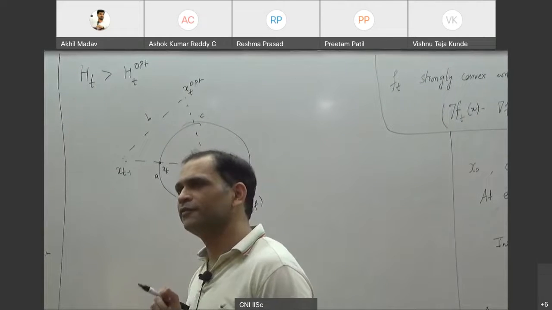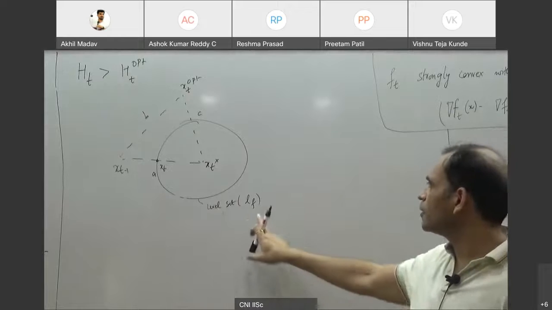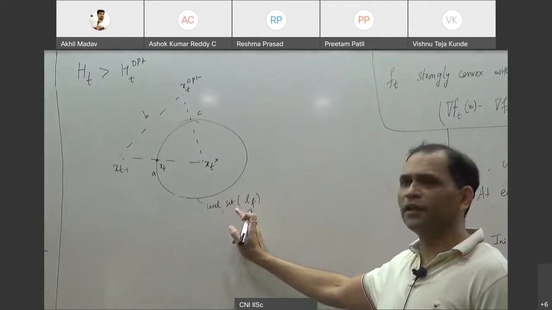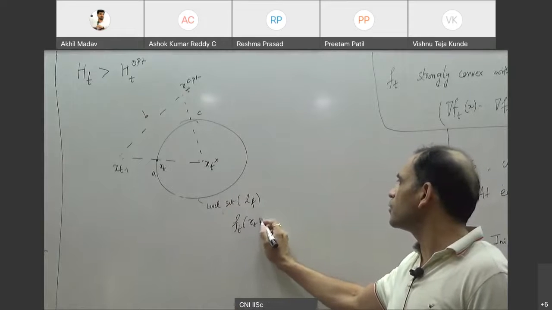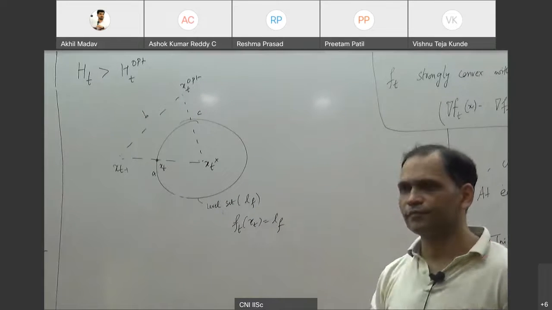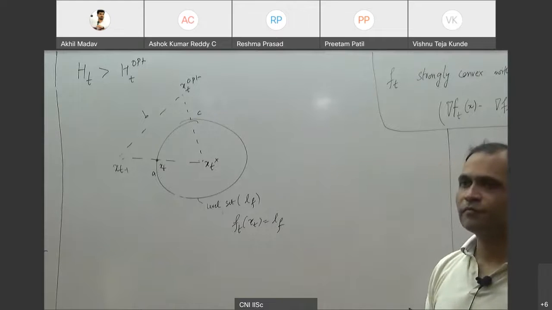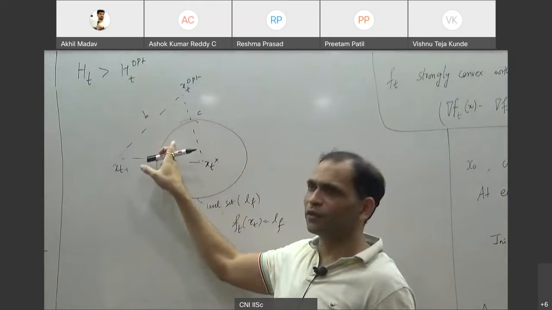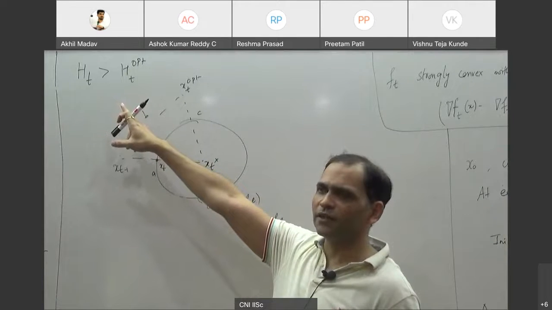This is the XT. Why? See, that circle's radius is FT of XT. It's L. And at this point, this L is exactly equal to LF. And L is equal to FT of XT. FT of XT is equal to LF. That much we need. And XT opt is slightly lower, so it had better be inside, HT being larger than HT of T.